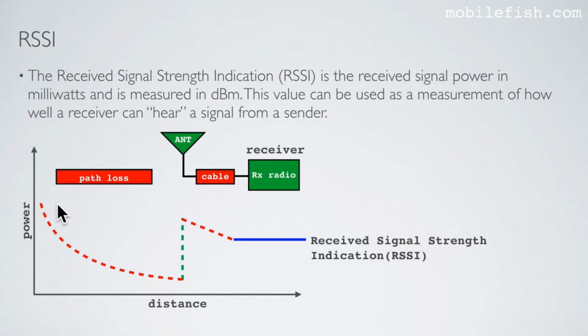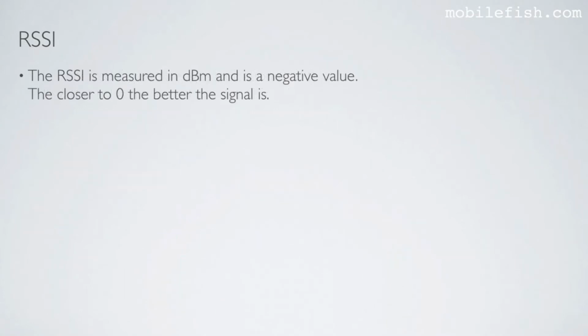In this picture, I have not drawn the sender side, I'm only interested in the receiver side. This is the path loss, the antenna gain, the cable and connector loss, and this is the Received Signal Strength Indication, or RSSI. The Received Signal Strength Indication is measured in dBm and is a negative value. The closer to zero, the better the signal is.